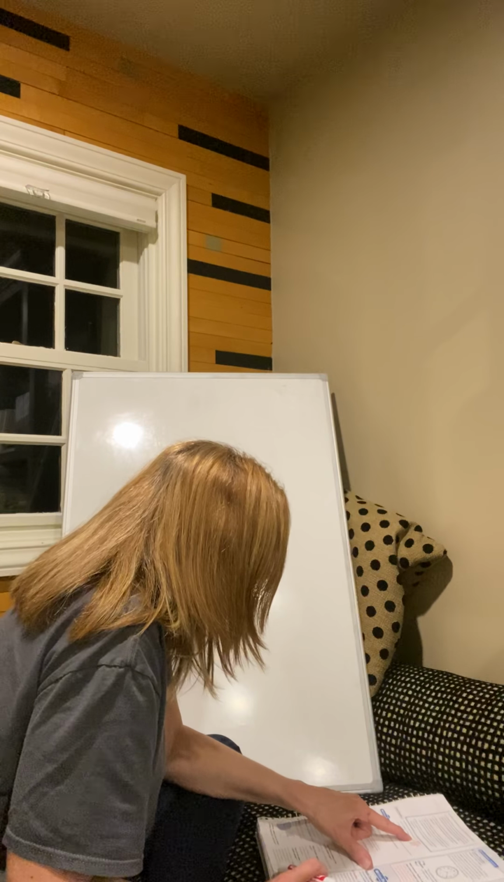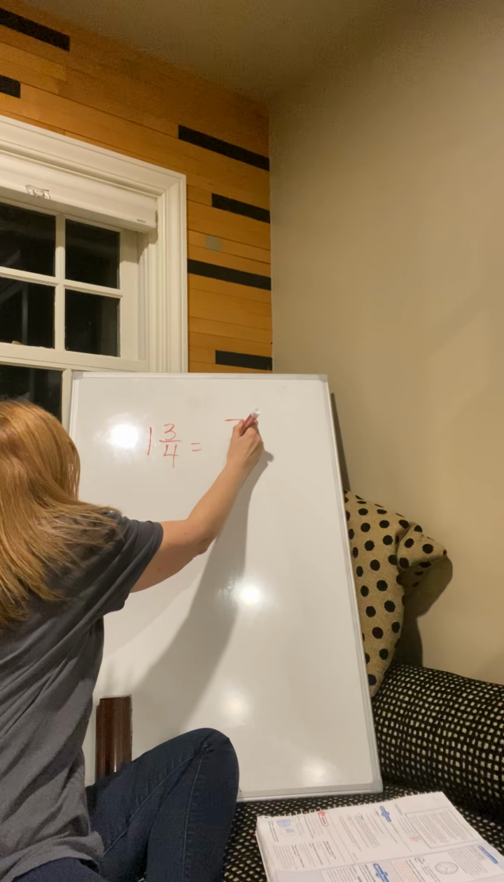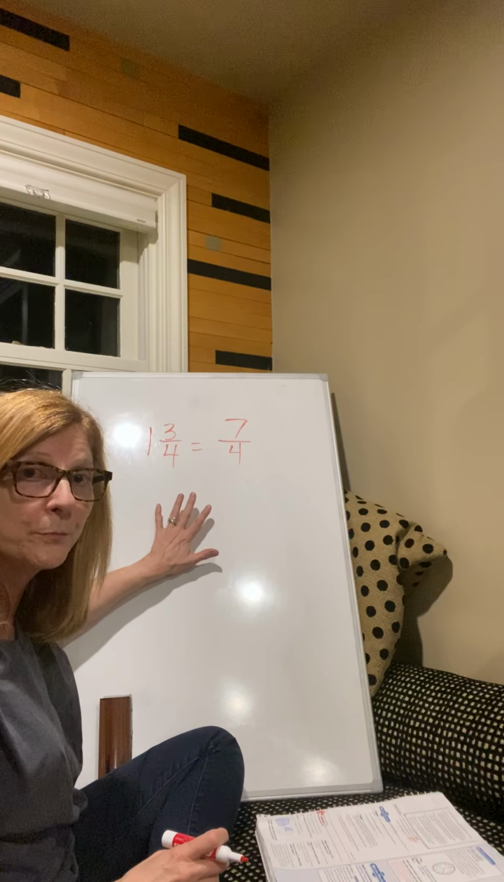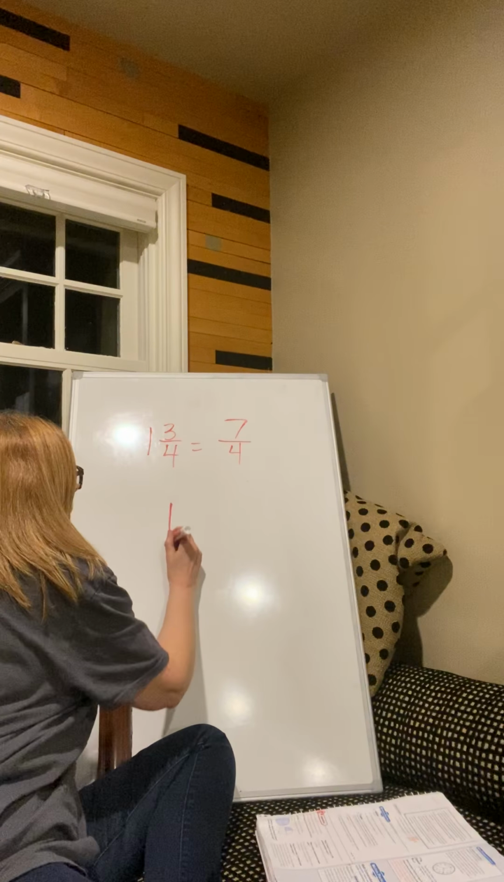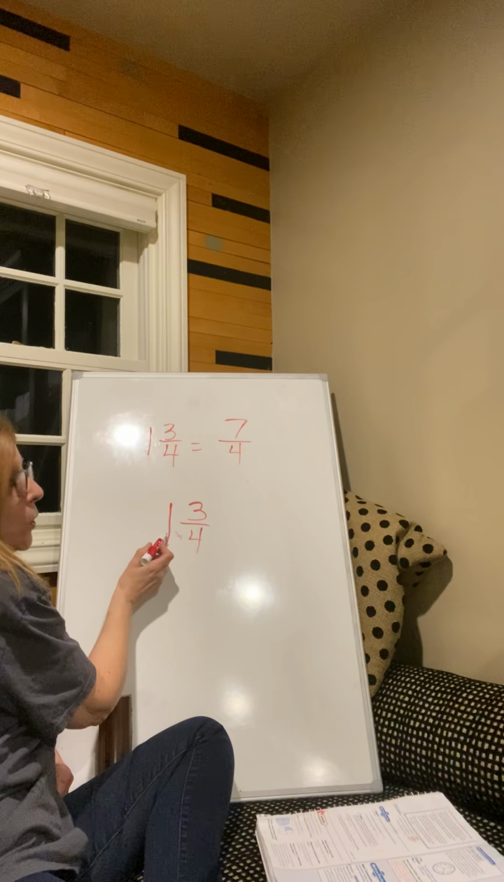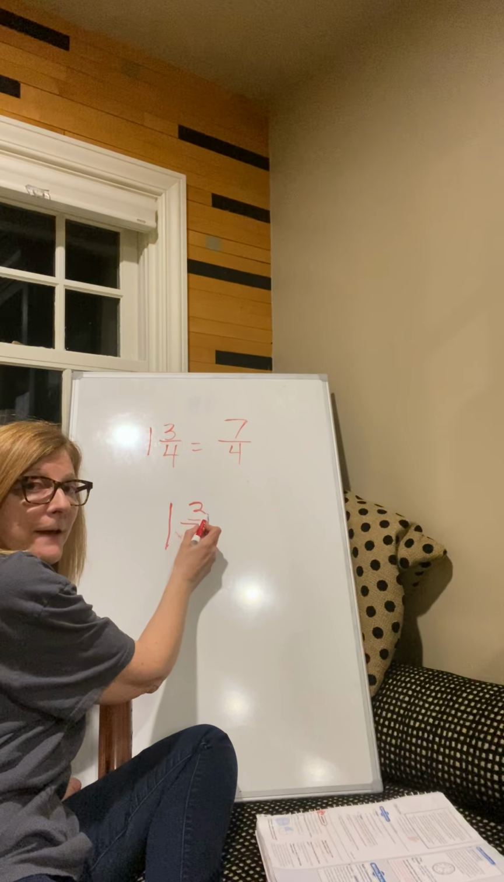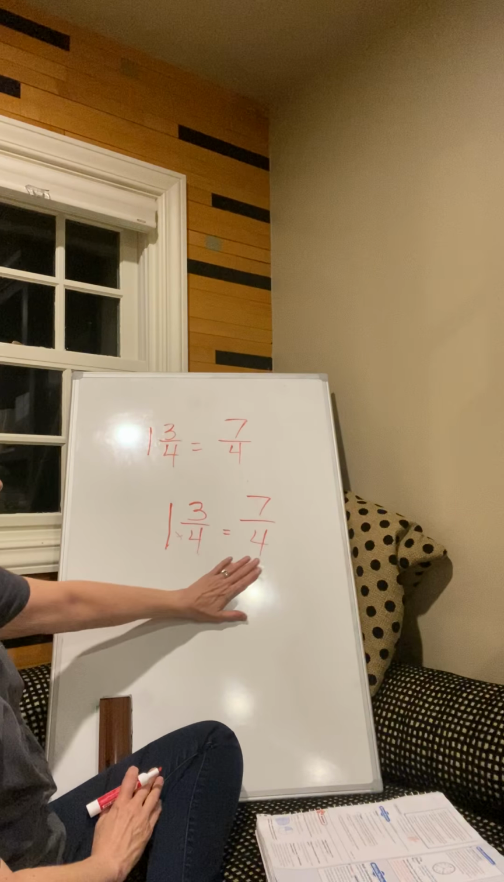Let's take some of those problems that we just did. 1 3/4 equals 7/4. And we drew a picture to prove why that's true. Let's do our little shortcut. 1 3/4. So we take 1 times 4, the whole number times the denominator, is 4, and add the numerator, 3, is 7. 7/4. Look at that. Why does that work?